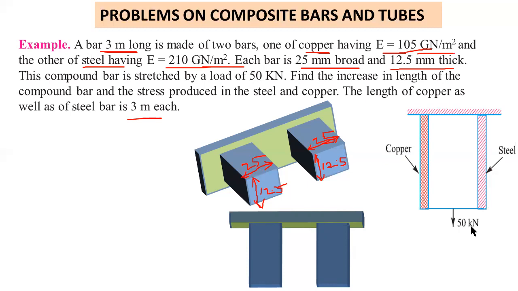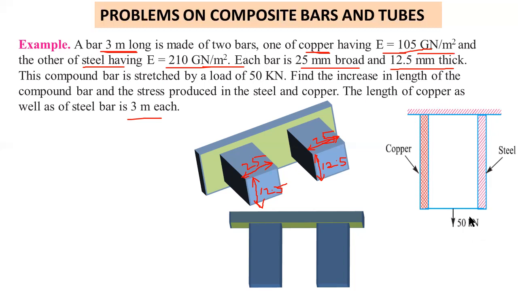Okay, 50 kilonewtons load acting on the composite bar. Then you have to find out the individual loads acting on the copper and steel. That means you have to find out the load carried by the copper bar and the load carried by the steel bar, by using these Young's modulus values.